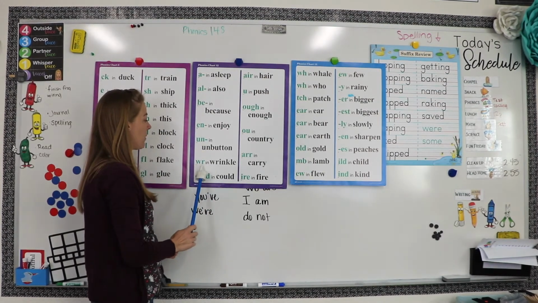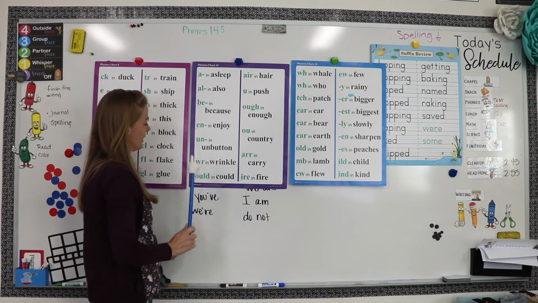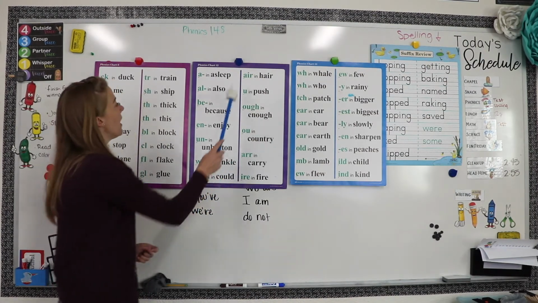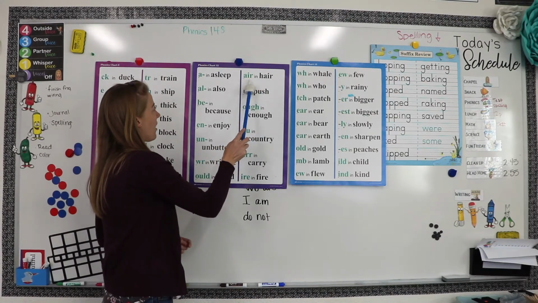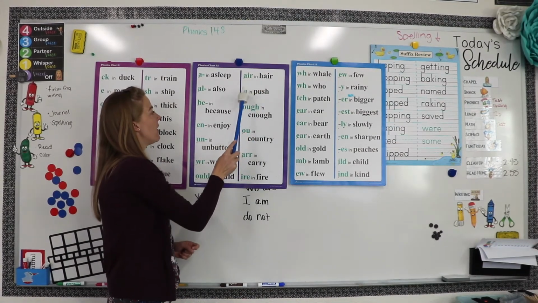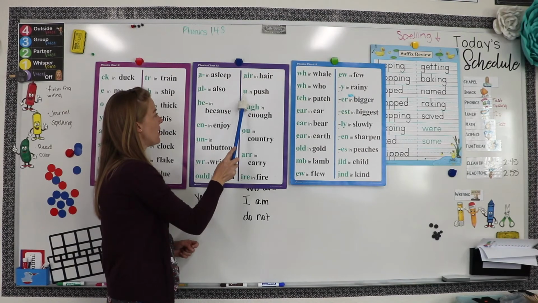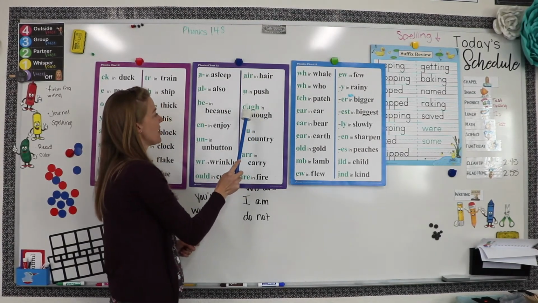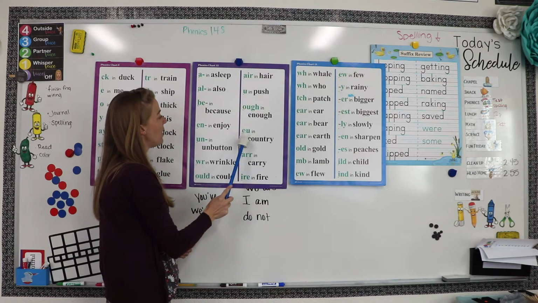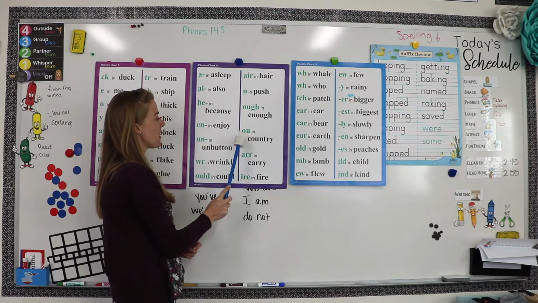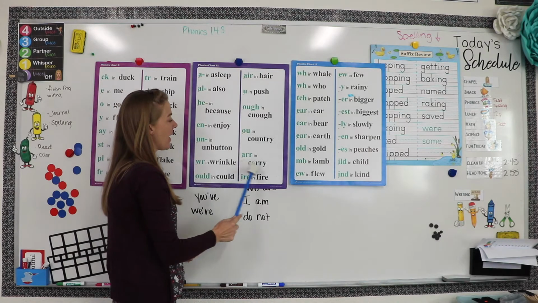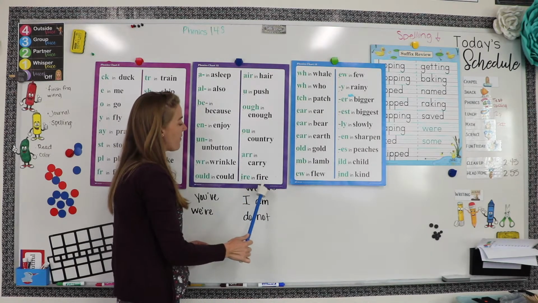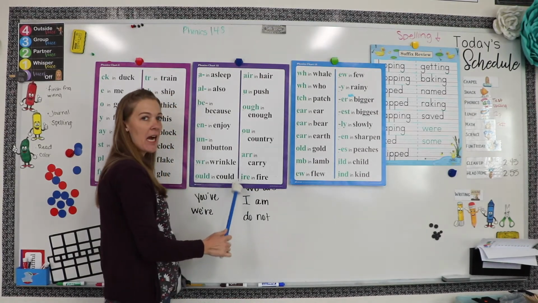In wrinkle, WR says r. Ud in could, OULD says ud. Air in hair, AIR says air. In push, U says oo. In enough, OUGH says uff. In country, OU says uh. Air in carry, ARR says air, air, air. Ire in fire, IRE says ire, ire, ire.